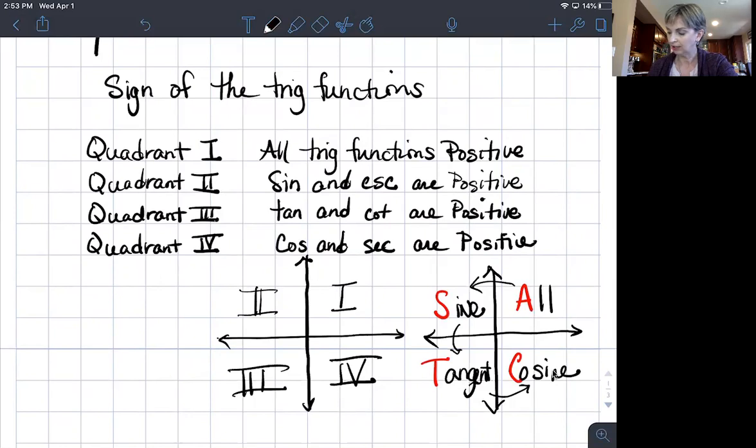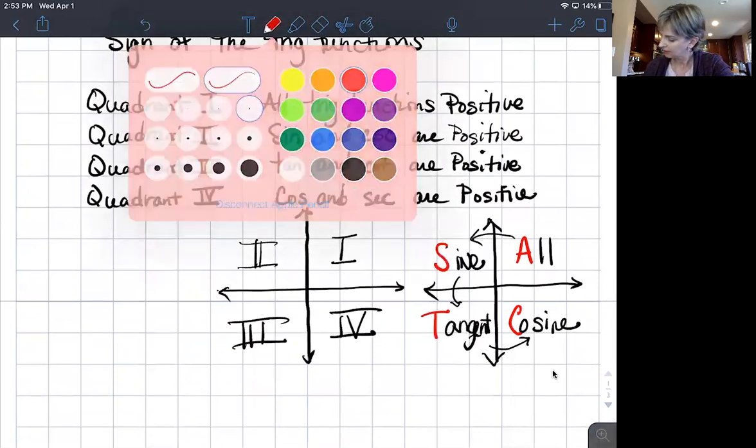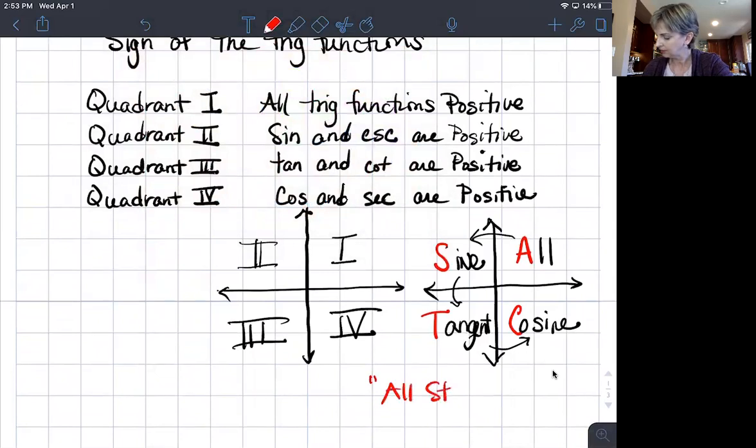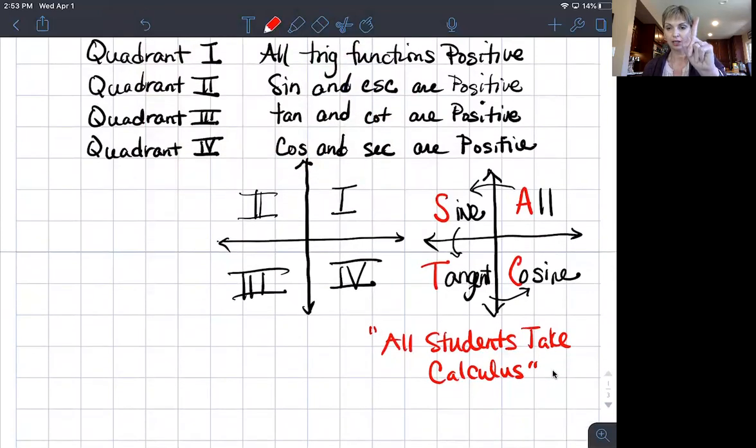Okay, so that would be: all students take calculus. Okay, quadrant 1, A, all students. Quadrant 2, students for sine. Quadrant 3, take tangent. Quadrant 4, calculus, cosine. That helps you remember which trig functions are positive in which quadrant. Okay, anything else in that quadrant is negative.